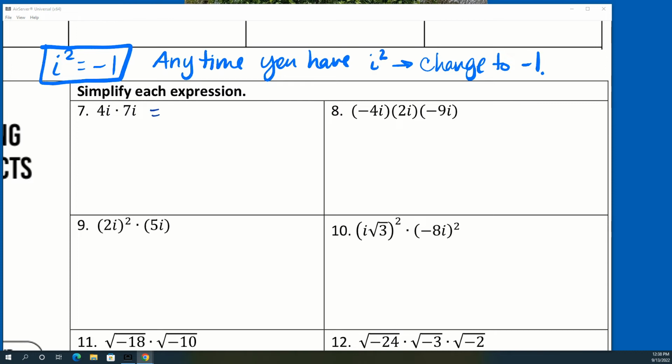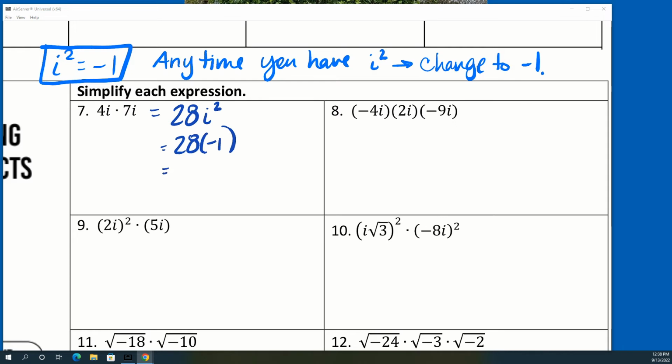All right, so we're going to do 4i times 7i. So we would multiply 4 times 7, and that's going to be 28. Right, and we multiply i times i. That's going to be i squared. Right? And then anytime you have i squared, you change it to -1.